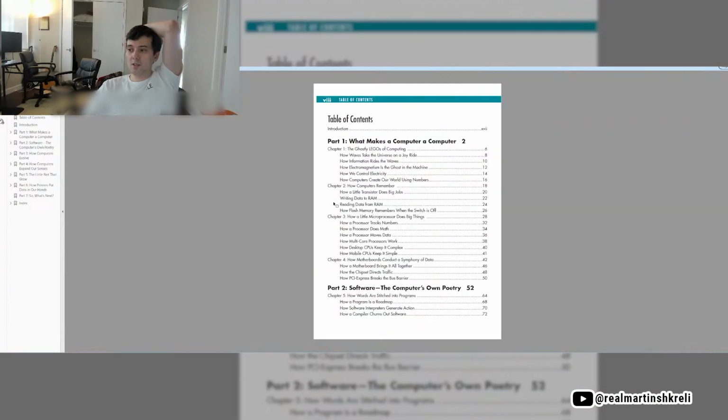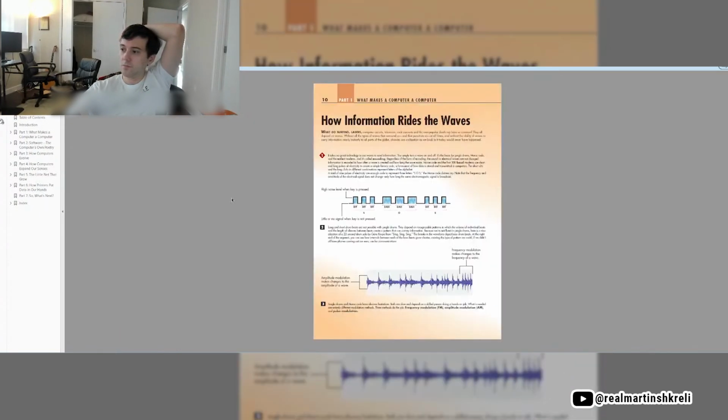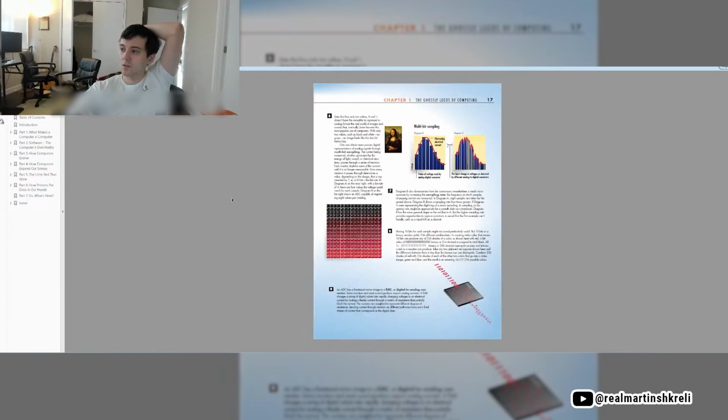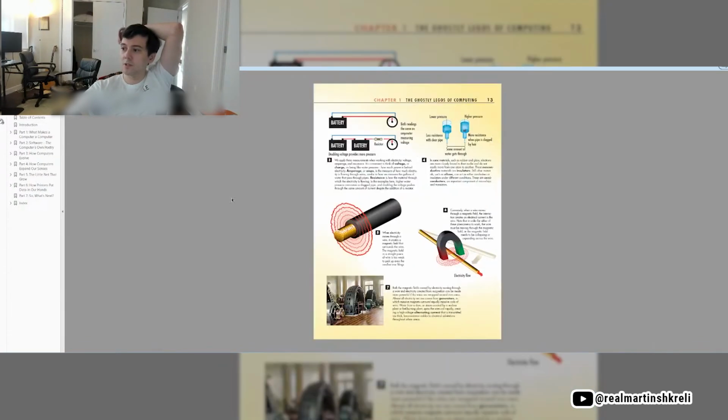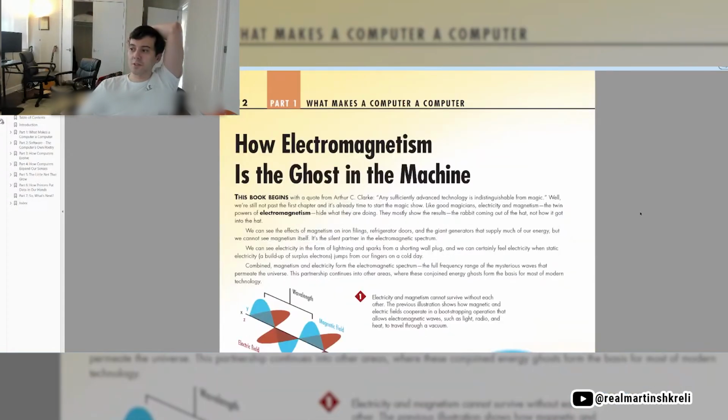How Electromagnetism Is the Ghost in the Machine. Just got a couple pages left, and then we can turn to something maybe a little more sophisticated, but I do like this. It's a lot easier to understand than the book on shift registers.